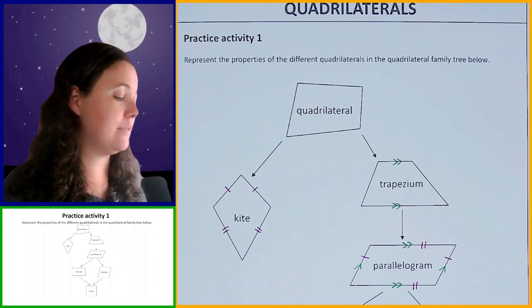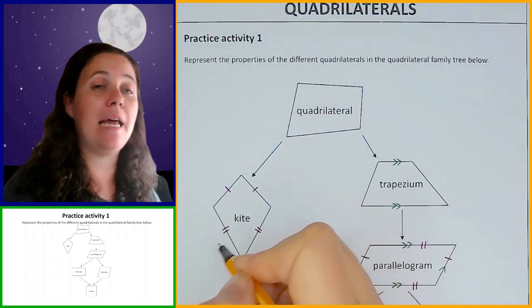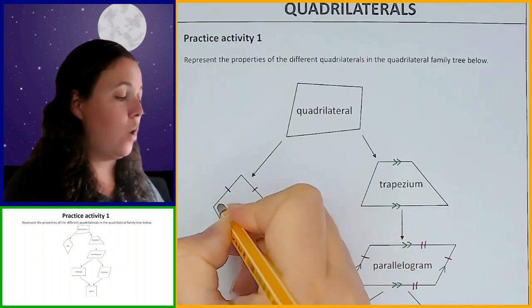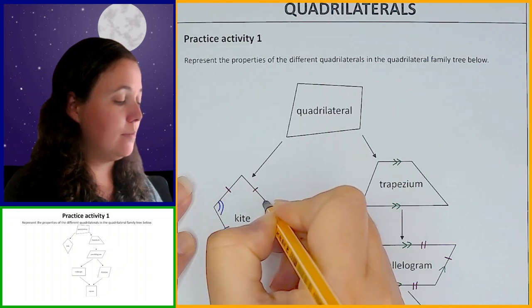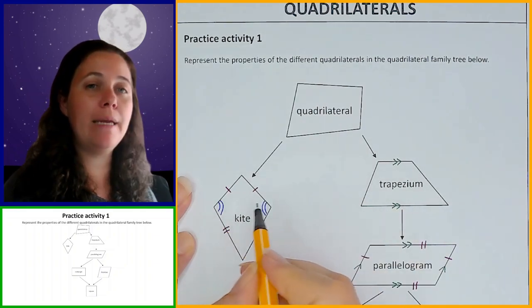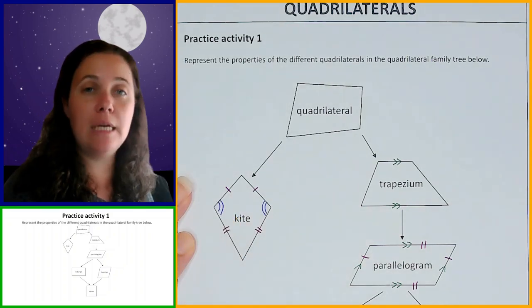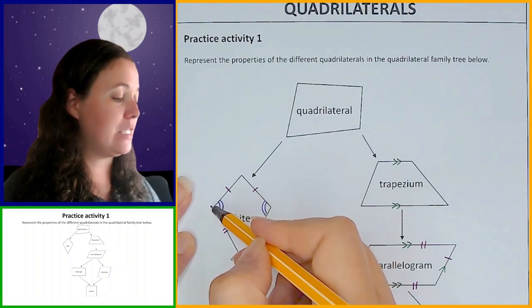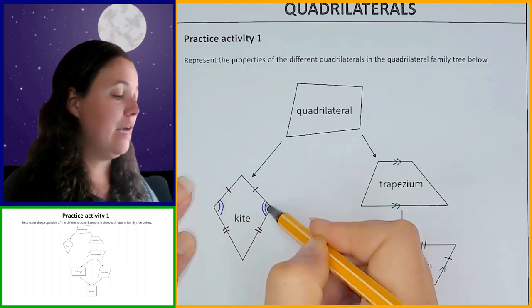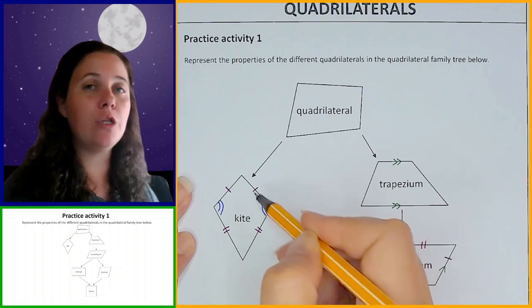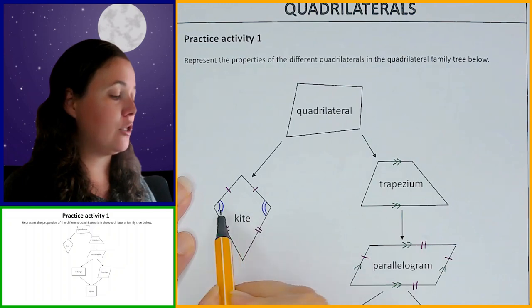Okay, so for a kite, the only thing I can say that has to be true is that I have one pair of opposite angles that is equal. So this angle will be equal to that angle. It's the angle between the two sides that are not equal in length. So this side is not equal to that length, so the angle made by those two sides is equal to the other angle that is between two sides that are not equal in length, and they will be opposite each other. So those two angles are equal.